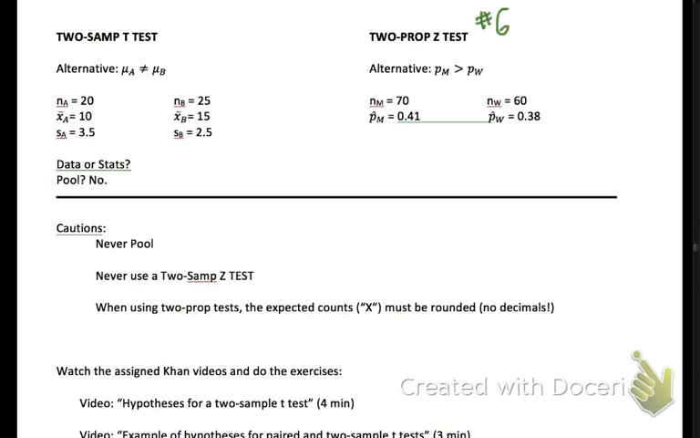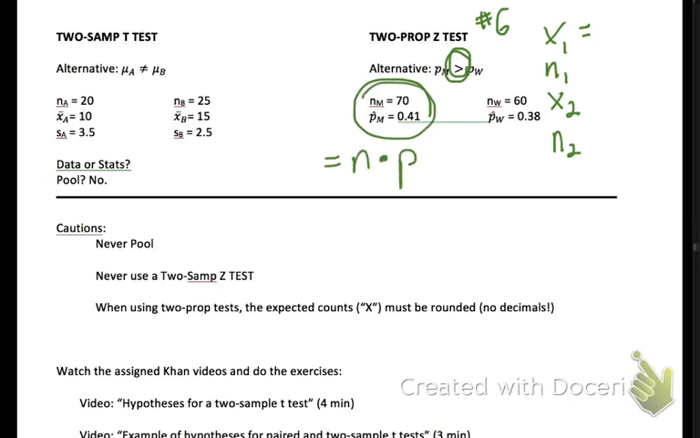So if we select that, we have x1 is being asked for, n1, x2, n2, and then the direction. The direction is this greater than. So for x1, we can type in these quantities. We can do n times p to find that x. So we have 70 times 0.41, and I got 28.7.